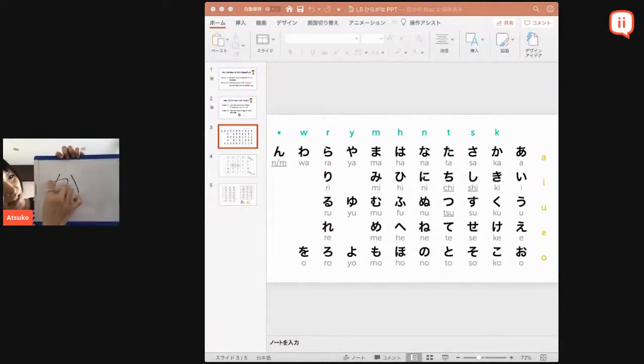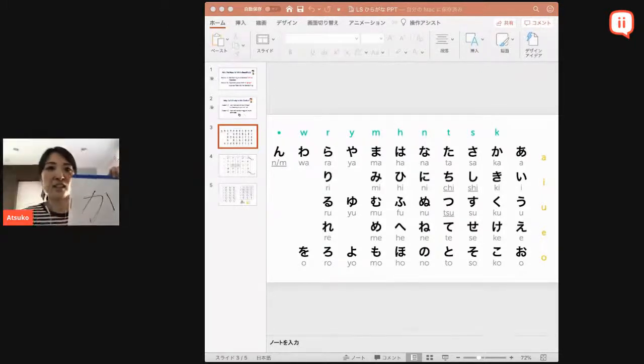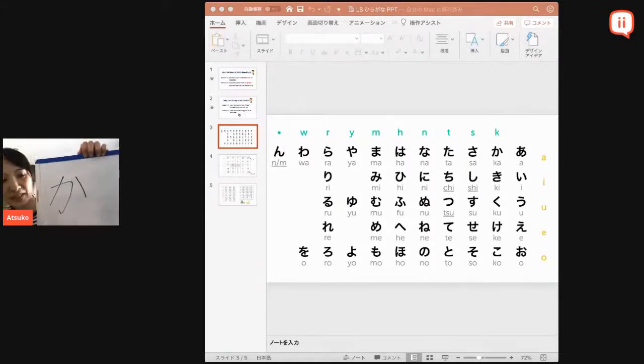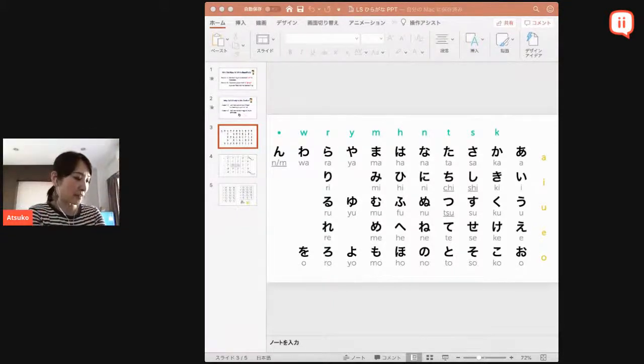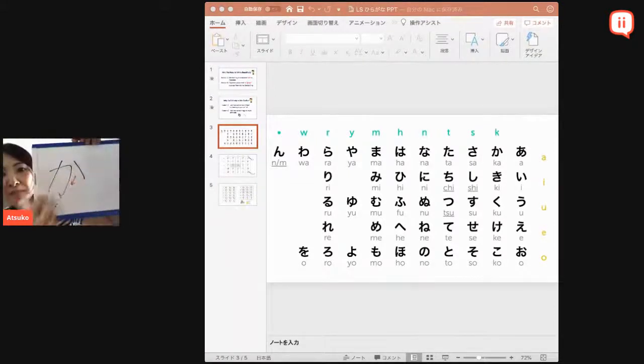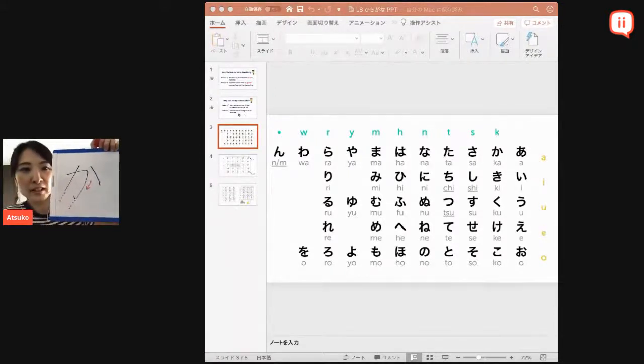First stroke is this line. This is soft curve. If you write this curve very sharp, it looks like katakana, not hiragana. Long time ago, hiragana is letters for woman, so hiragana has a lot of curves. Okay? And here, this is jump, jump. And second stroke is parallel. These two lines are parallel. Okay?